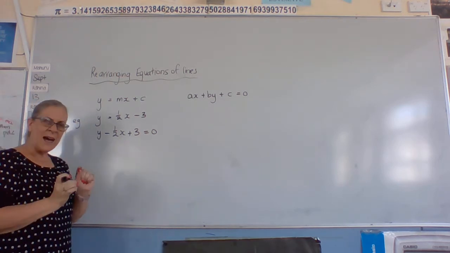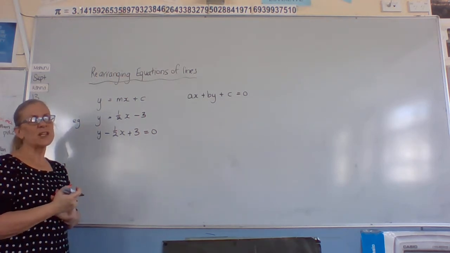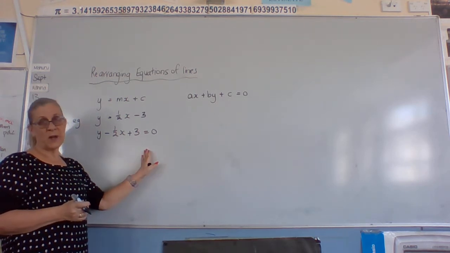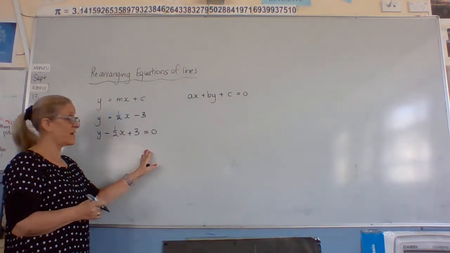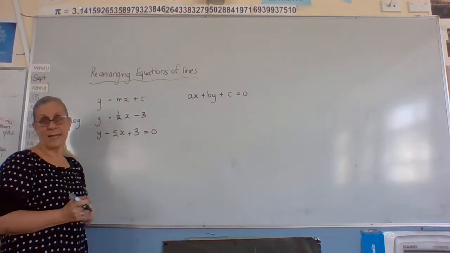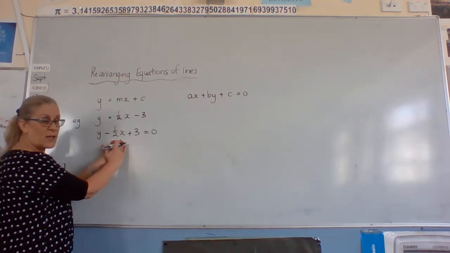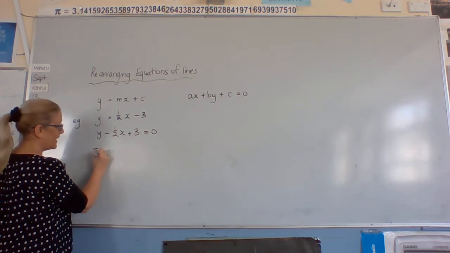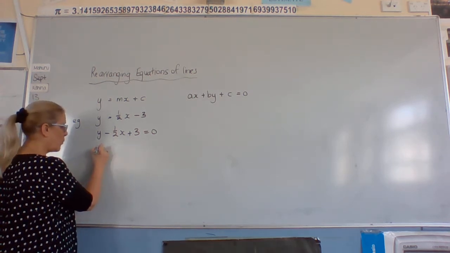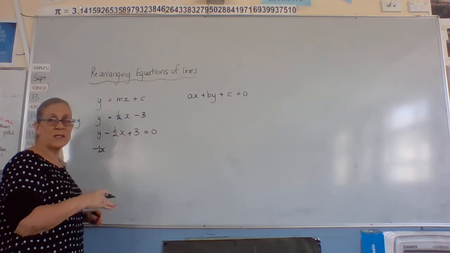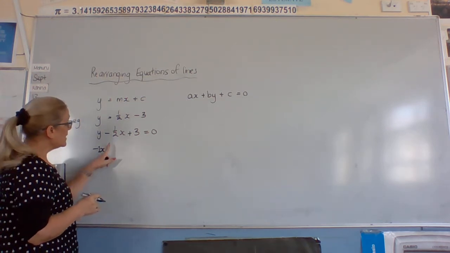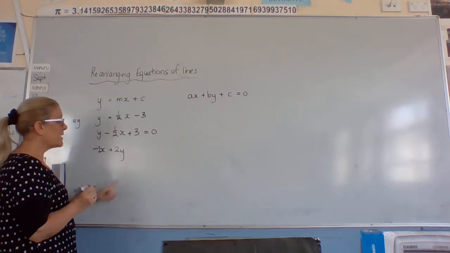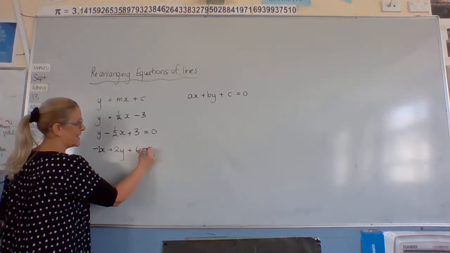All right, but there's one more thing we actually might want to do, and that is get rid of the fraction. So if we multiply this all by 2, we're going to get rid of that fraction, and we want to have the x at the beginning of it. So this multiplied by 2 is negative x, or negative 1x. And this will come into play in the next video. The next one, this multiplied by 2 is 2y. This multiplied by 2 is 6.